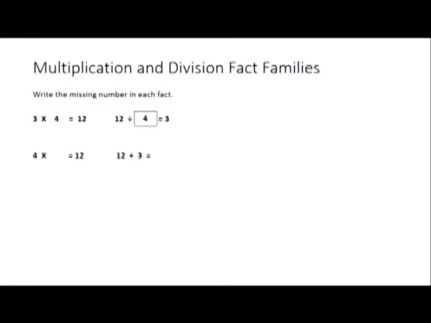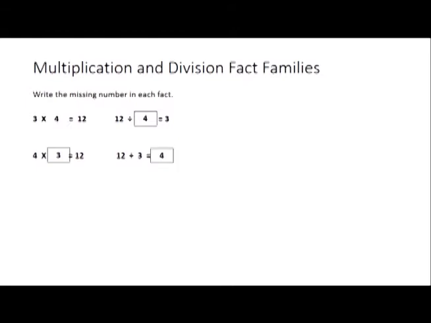Four. 12 divided by 4 will give me 3. 4 times some number is equal to 12. What could that number be? That number is 3. 4 times 3 is equal to 12. And then the last one, 12 divided by 3 is equal to a number. What is that missing number? That missing number is 4.